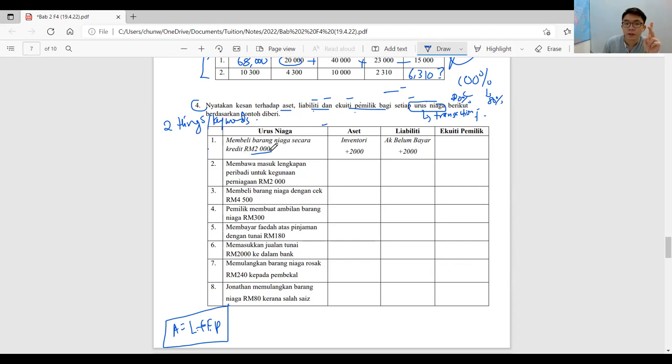Okay, let me repeat again. So each urus niaga mesti ada dua keywords. Alright? So, example for number one. When you membeli barang niaga, so barang niaga ialah satu. And then secara kredit. So kredit is another keyword. So two. You see or not? So when we say barang niaga, in here we are referring to inventory.